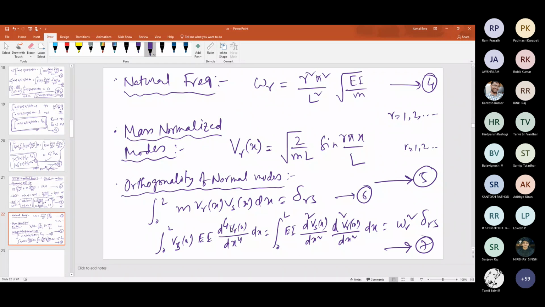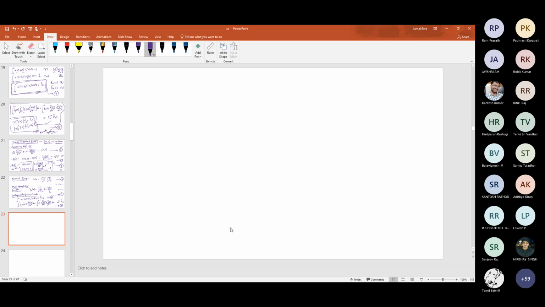Okay, just summarizing. So these are the things that might be helpful for our analysis. Now according to modal analysis, or mode superposition, we use modal analysis to find out the response of a continuous system as a superposition of the modes.